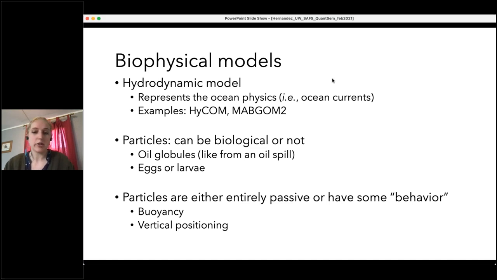And you can make those particles entirely passive, or you can give them some behavior. And even abiotic particles might have behavior, like their buoyancy or how the oil globules break apart would change the way they move around. Or you might be interested in some active behavior that a biological organism would use. For example, vertical positioning that larvae often do, either on daily cycles like DVM, or just that they have a preferred depth and they will hold that depth even when there are vertical currents that might move them around.